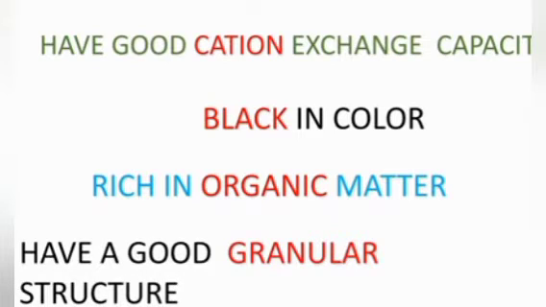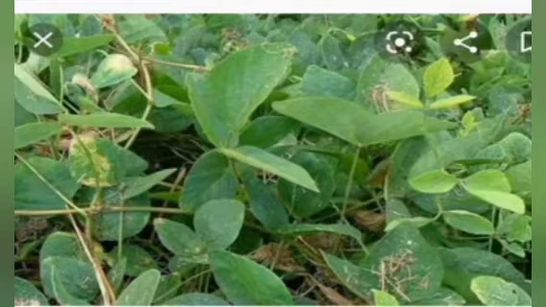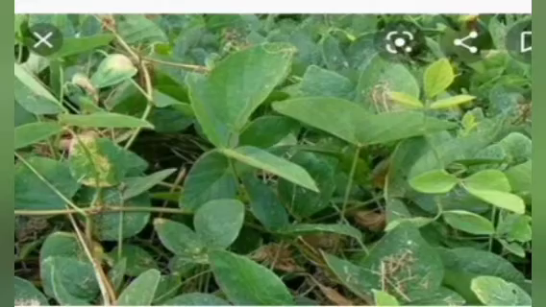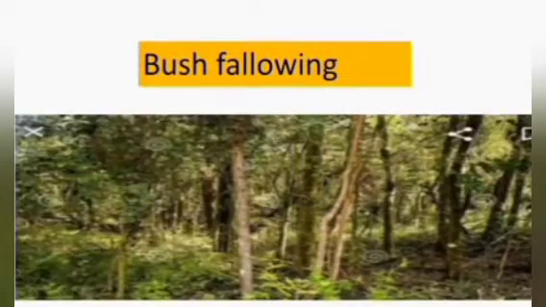The next one I'm going to talk about are methods of soil fertility management. And the first is cover cropping. And cover cropping is a crop that is purposely meant to cover the soil against evaporation and splash of rainfall. The next one is bush fallow, which is actually practiced in shifting cultivation, and it's a practice whereby you leave a land uncultivated for a period of time.